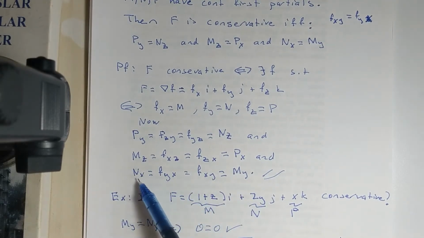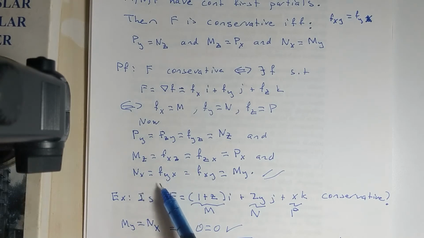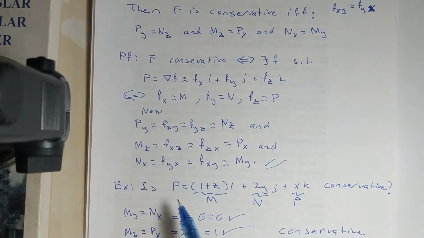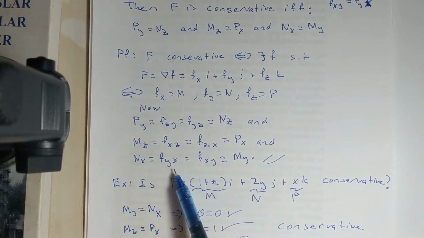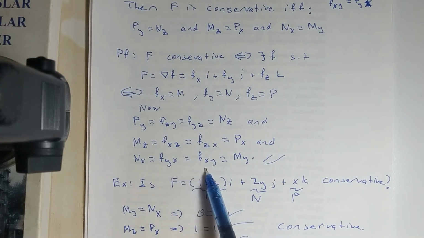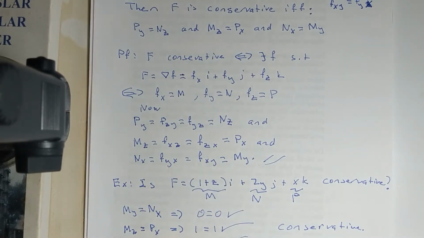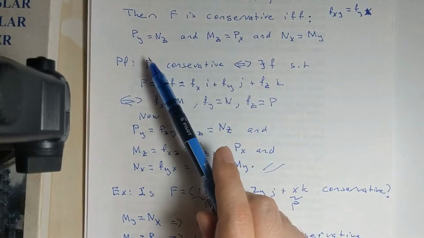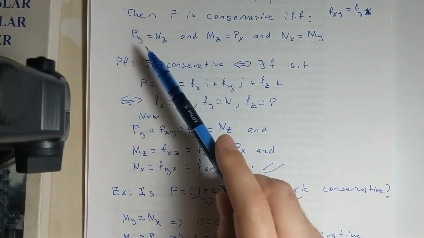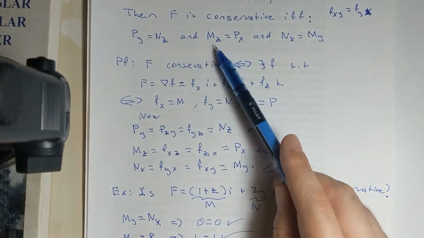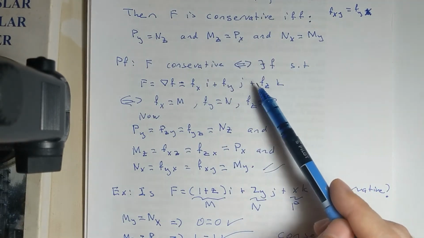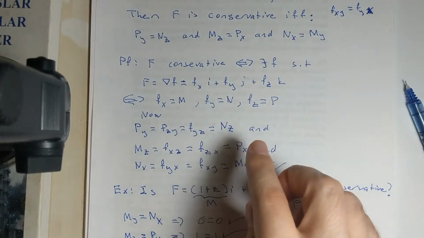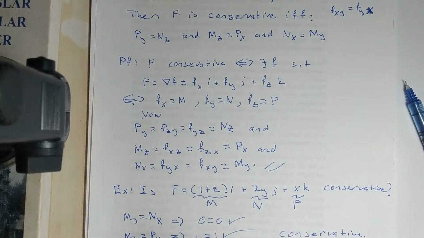And finally, N sub x, what was N? N was equal to f sub y, all right? And so N sub x is going to be the same thing as f sub yx, and that's going to be f sub xy. And what was f sub x? That was M, so that's M sub y. So if you don't memorize it this way, and just memorize the fact that M is just f sub x, N is f sub y, and P is f sub z, then just changing the order of the partials, you get the theorem for free, okay?